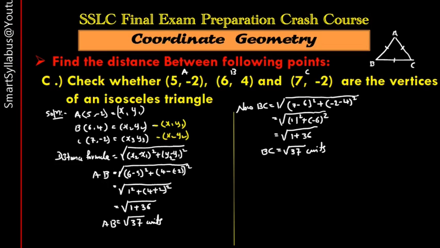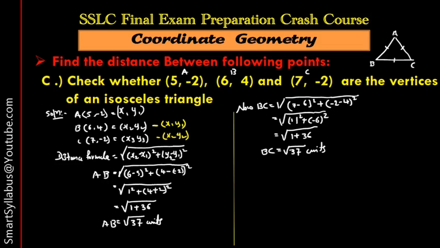As you can see, AB is root 37 and even BC is root 37. So from these two data we can say that yes, ABC is an isosceles triangle. But who knows what is the length of the AC? If even the AC comes root 37, then definitely the triangle is going to be equilateral. That time it is not isosceles. So I'll take a chance and calculate the AC now.